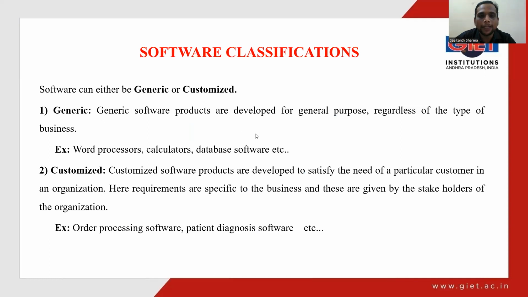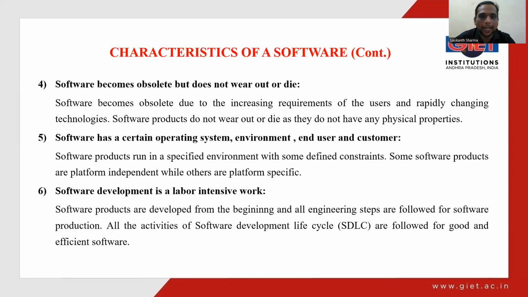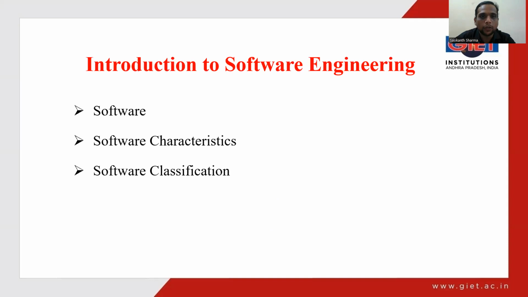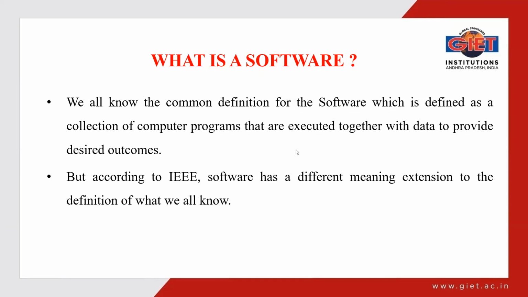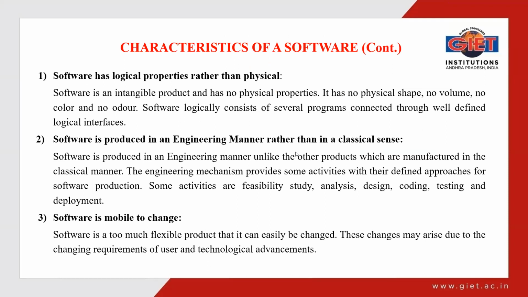So by this we are concluding our topics today. We have seen three topics today. The first one is what is software, what are the characteristics of software, and what are the types of software. Tomorrow we are going to discuss the remaining topics.